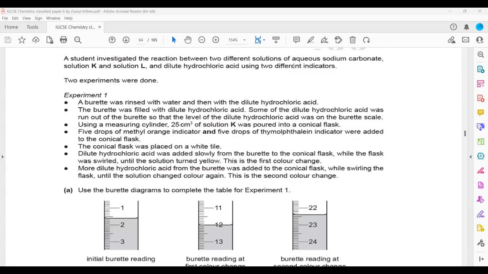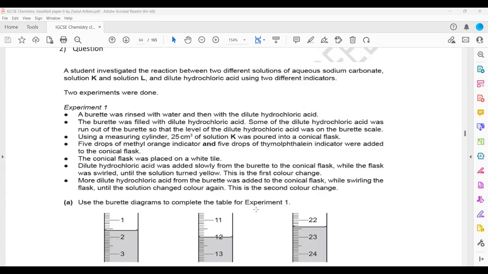So in this question, we are investigating the reaction between two different solutions of sodium carbonate, solution K and solution L, with hydrochloric acid. First we rinse with water to remove any impurity. Then we rinse with hydrochloric acid to remove the water. Then a burette was filled with hydrochloric acid.